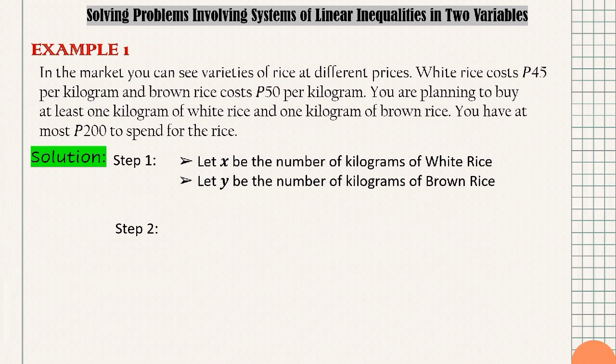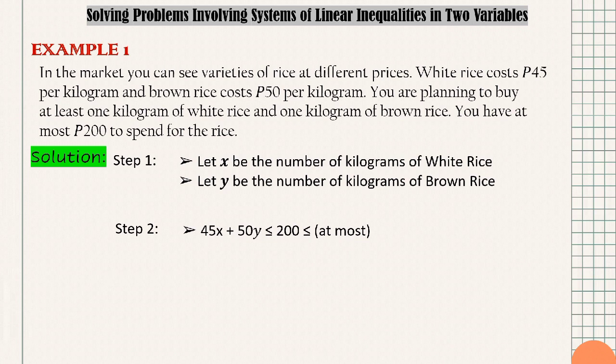In the problem, we have 45 pesos per kilogram of white rice and 50 pesos per kilogram of brown rice. We also have at most 200 pesos to spend for the rice. In mathematical statement, we will have 45x plus 50y is less than or equal to 200. We use less than or equal to because the keyword used is at most.